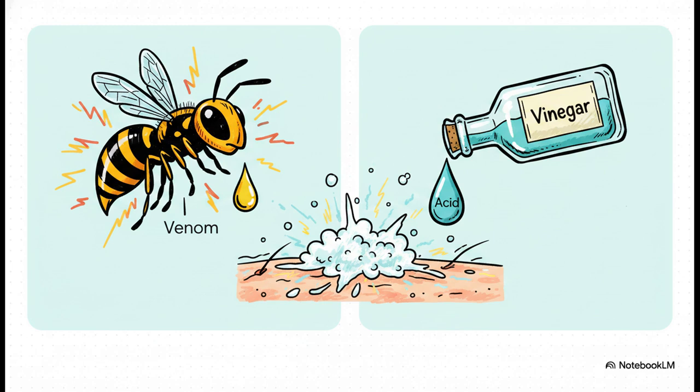You counteract a base with an acid. By applying a weak acid, like literally that exact same vinegar we just used in our volcano, directly to the wound, the acid goes to work neutralizing the alkaline venom. The chemistry happens right there on your skin, soothing the pain and calming down the irritation. It's like a real-life chemical shield.